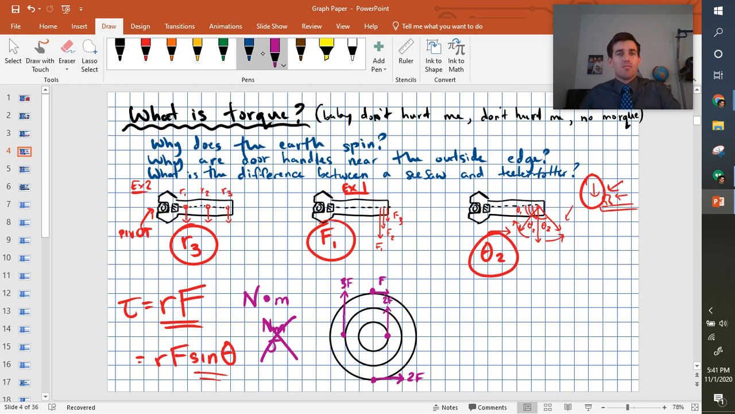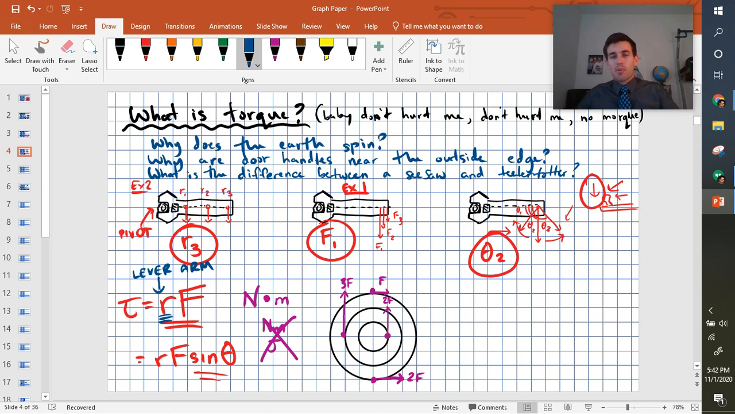And that's the last vocab word that I have to sneak in here. I'm just going to sneak in the word lever arm. So lever arm is the distance between our pivot point and where our force is being applied. So don't call this radius, call it the lever arm.